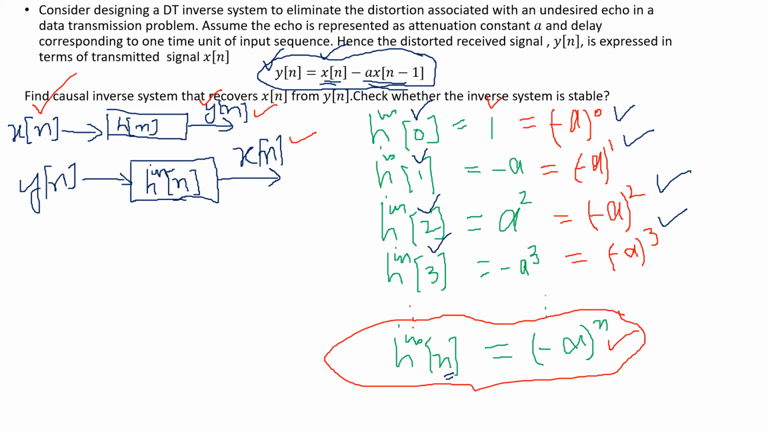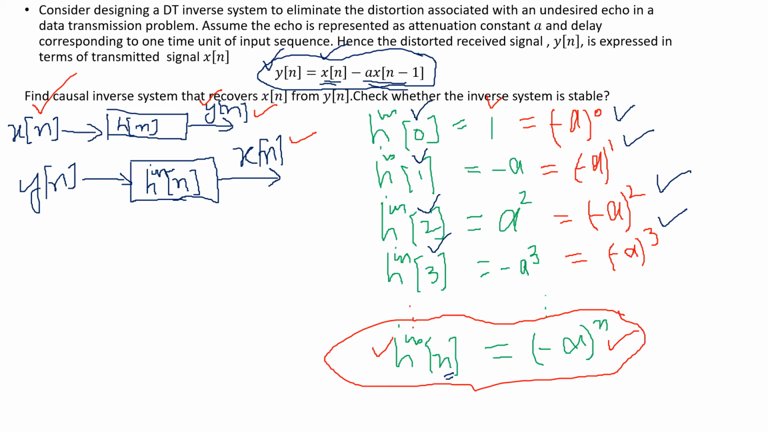So you can do it by yourself. If the impulse response of this system and the inverse system are convolved, you get the impulse. And if you give it input signal x of n and convolve it with the response of this one, you get y of n. And if y of n is convolved with the impulse response of the inverse system, you get again x of n.